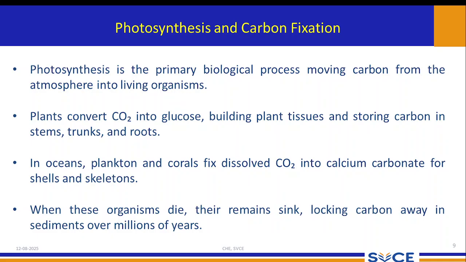That's why in industrial areas, people have been asking to plant a lot of plantation, because when you have a chimney, a lot of carbon dioxide emission takes place through the chimney. Let's say the exhaust gas contains a large amount of carbon dioxide; this can be reduced by the plants surrounding it, because the carbon dioxide will be taken up. Okay, plants convert carbon dioxide into glucose, building plant tissues and storing carbon in stems, trunks, and roots.